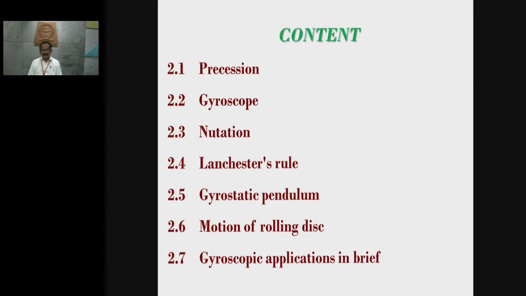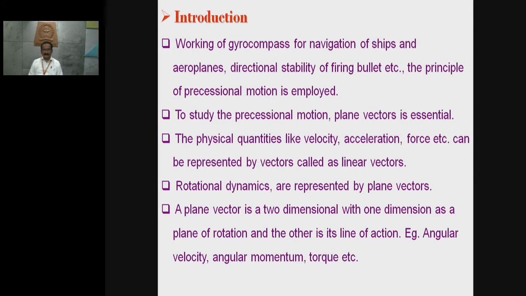As far as the content of the chapter is concerned, it includes the basic idea of precession, what is precessional motion, then gyroscope, nutation, Lanchester's rule, gyrostatic pendulum, motion of a rolling disc, and gyroscopic applications. In the introduction to this gyroscopic or precessional motion, we will understand the principle behind precessional motion and how this motion is governed. Working of a gyro compass for navigation of ships and aeroplanes, directional stability of a firing bullet, etc.